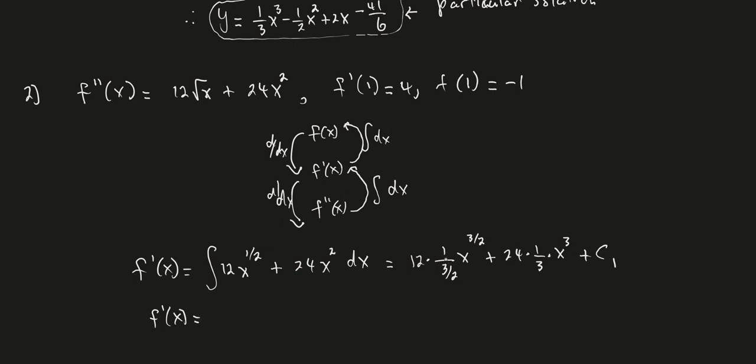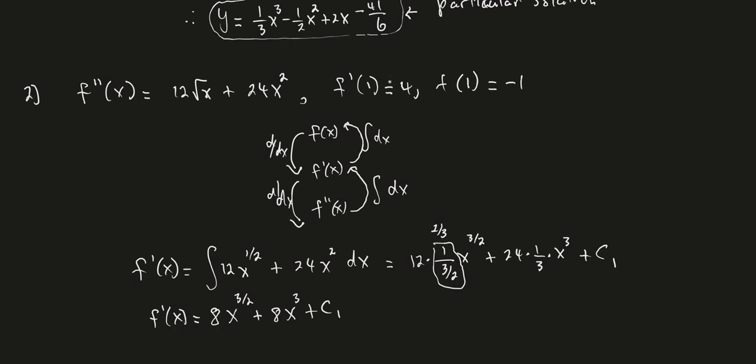So now 1 over 3/2 is the same as 2/3. So this is 2/3. So 12 times 2/3, that's 8. So I have 8 x to the 3 halves plus, and then here I get 24 divided by 3, so that's another 8, and then it's times x cubed, and then plus c1.